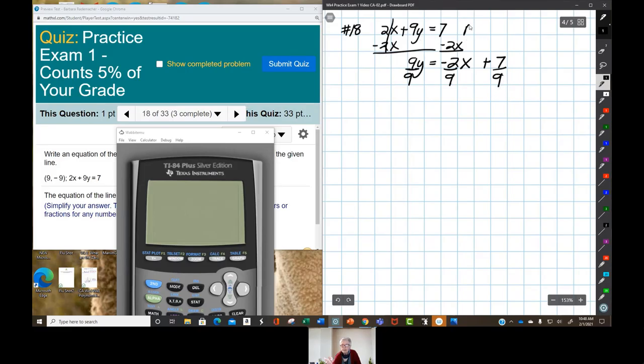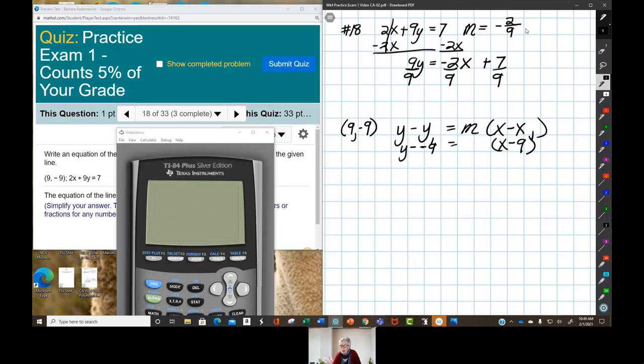So the slope of this line up here is negative 2/9. Now we have to find the equation of the line perpendicular to this line, and it goes through the point (9, -9). So y minus y1 equals m times x minus x1. So y minus negative 9 equals, and I'll come back to the slope, x minus 9.